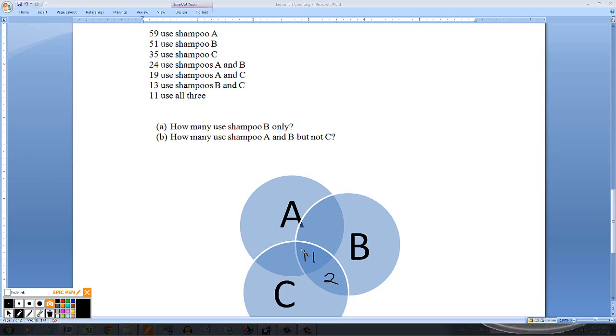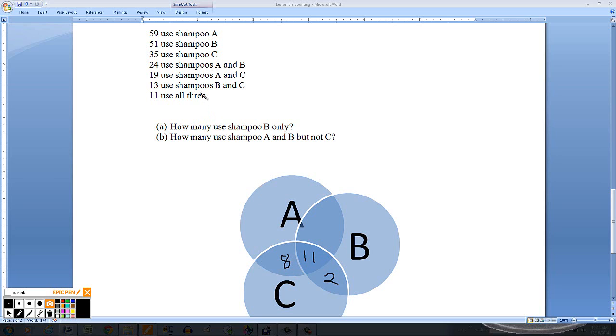Okay, now let's go to the next one. 19 use shampoos A and C. So A and C would be this region right here. For these two regions, where I have 11 and the one in the region on the left, that total should be 19. Since I already have 11, I need 8 more to make 19. So this should be 8 right there.